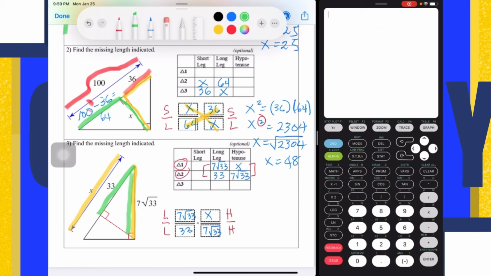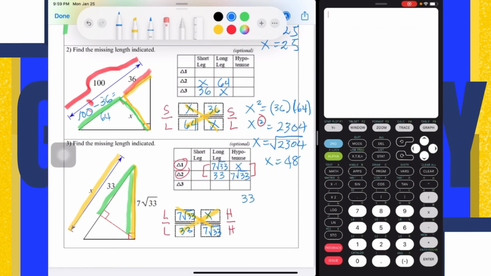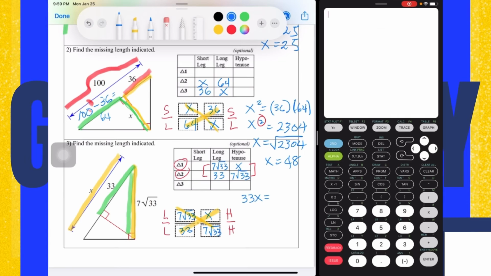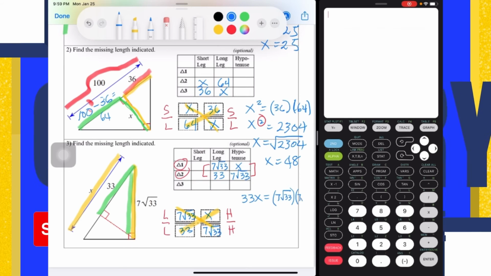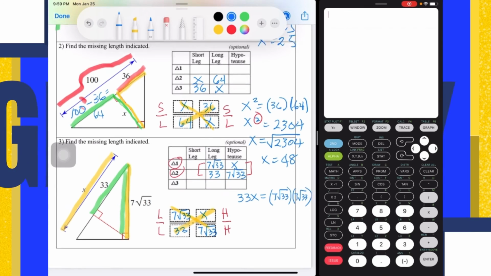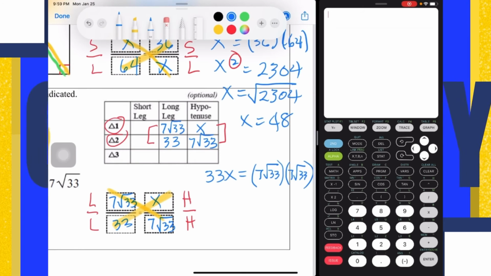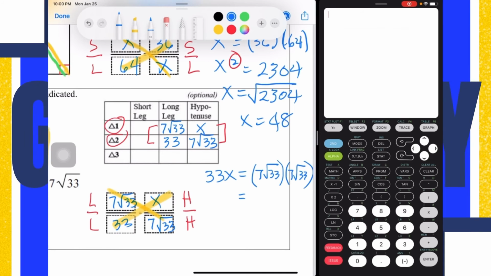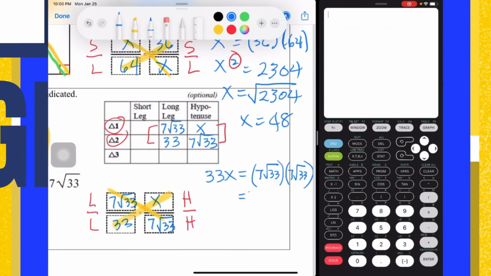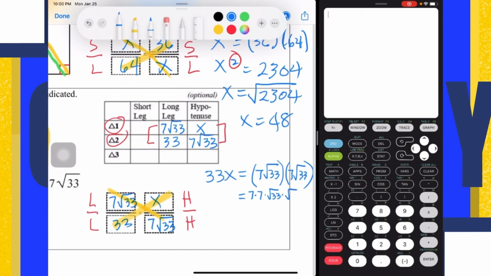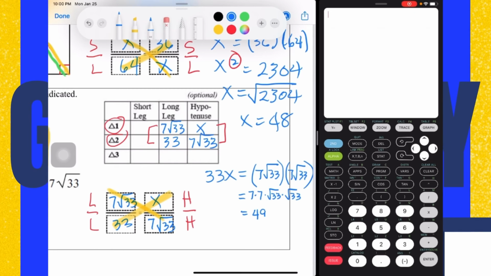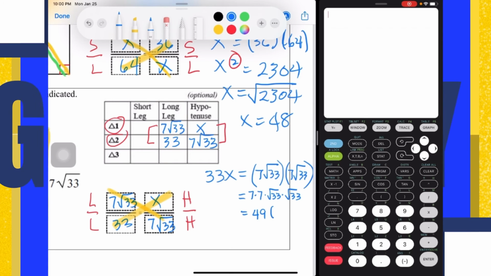Now applying the cross product rule, I'll have 33x is the same as the product of 7 root 33 times 7 root 33. Let me just zoom this in so you could see it. Now to simplify the right side of this equation, I could rewrite the two factors and separate them into 4 factors. 7 times 7 times root 33 times root 33, which is equal to 7 times 7 is 49. Root 33 times root 33 is simply 33.